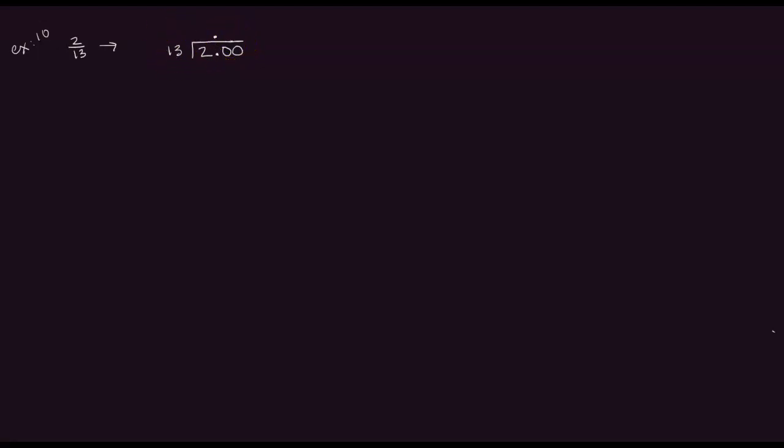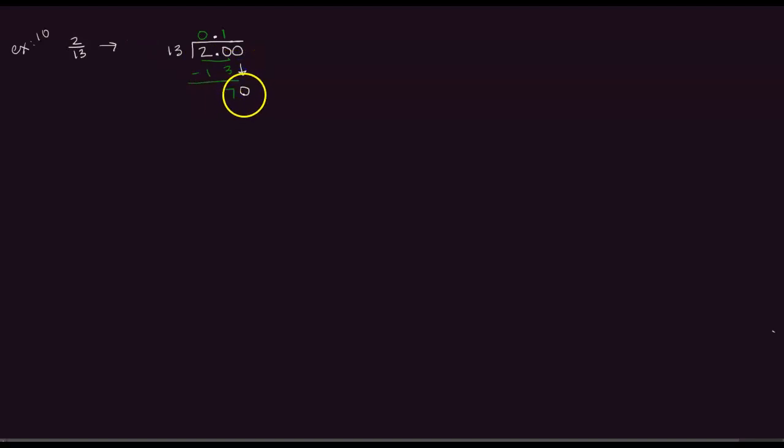So we'll start off with 13 going into 20. We know that 13 only fits into 20 once. 13 did not fit into 2, so we put a 0 above the 2. It fits into 20 once, and then we'll subtract our 13. That leaves behind 7.